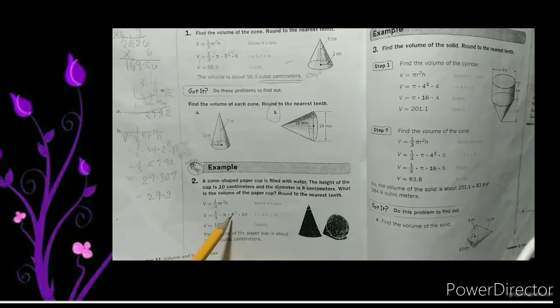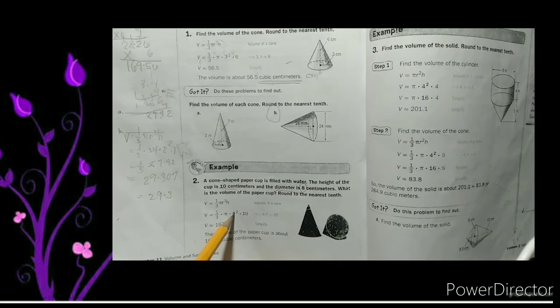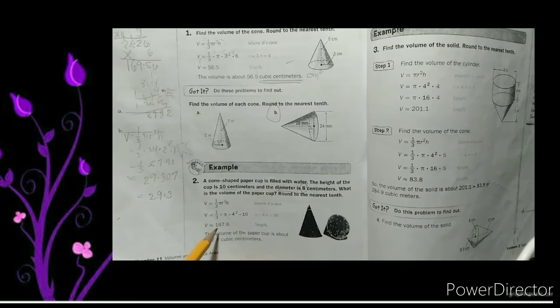Then simplify. So 3.14 times 16 times 10 divided by 3, that is 167.6. Therefore, the volume of the paper cup is about 167.6 cubic centimeters.